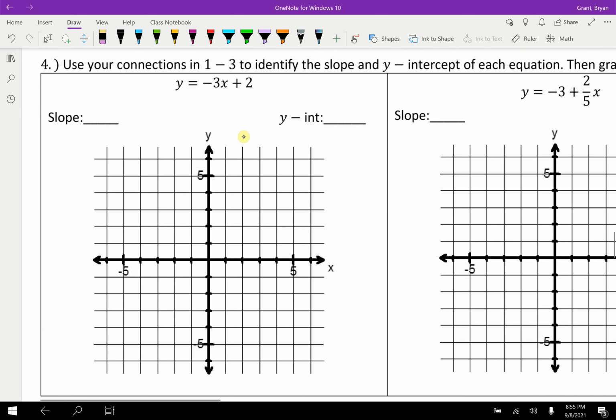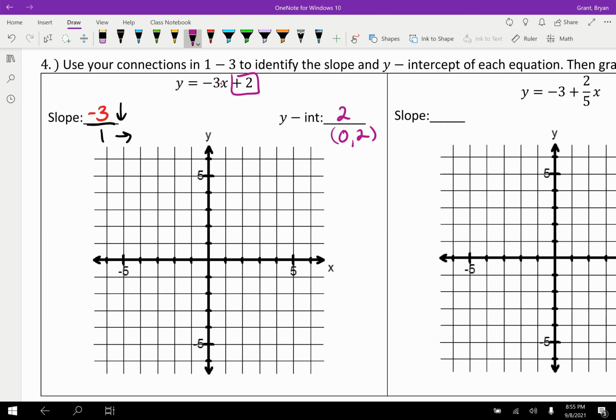y equals negative 3x plus 2. Negative 3 is multiplying by x, so I know that the slope is negative 3. Then we always write that as a fraction, so negative 3 over 1. That means rise down 3, run to the right 1. And I also know the y-intercept. The y-intercept is the number adding, the y-intercept is 2. Or if you want, it's the point (0, 2).